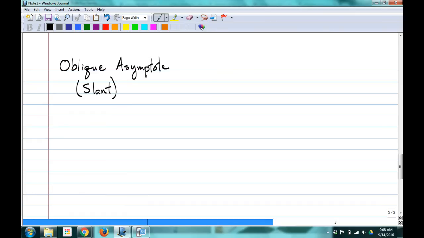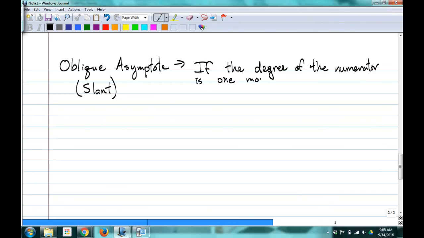Oblique asymptotes or slant asymptotes are slanted. A vertical asymptote goes straight up and down. Horizontal asymptotes are, obviously, horizontal. Oblique asymptotes are slanted. That's why we called them slant asymptotes when I was going through college algebra in high school. So, all right, when do they happen? They happen if the degree of the numerator is 1 more than the degree of the denominator.